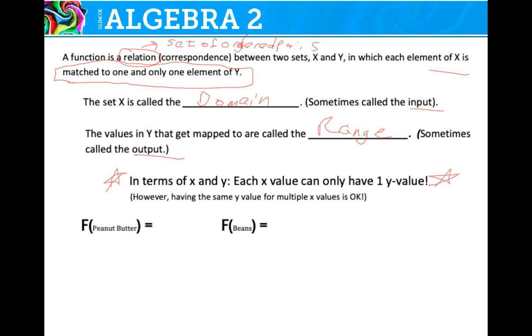So the function of peanut butter was the input, and I think the peanut butter cost us $4. And then like the beans, they cost us $1. So this would be function notation. F of peanut butter, the cost of peanut butter, is $4. Input, output, input, output.